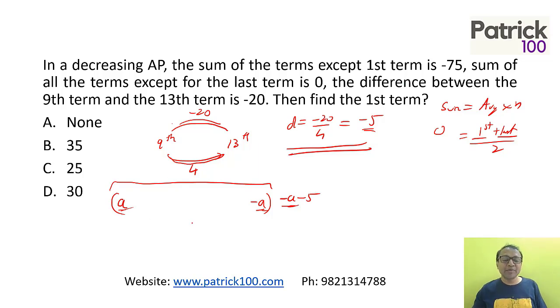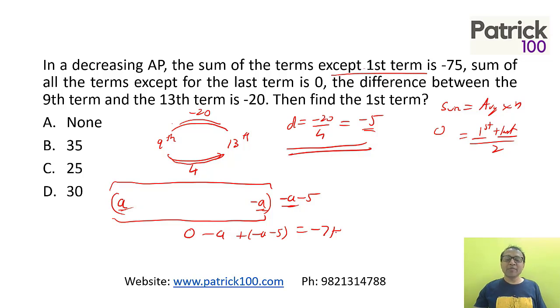Now if they say sum is 0, remember that. If you remove the first term and include the last term, it becomes minus 75 because it says except the first term. So you're removing the first term, that is A, and including the last term, it becomes minus 75. So minus 2A is equal to minus 70, or A will be 35. Right? B option. So in this case, one method is this, where you can find the difference easily, fast.